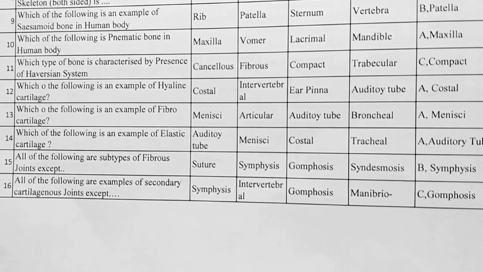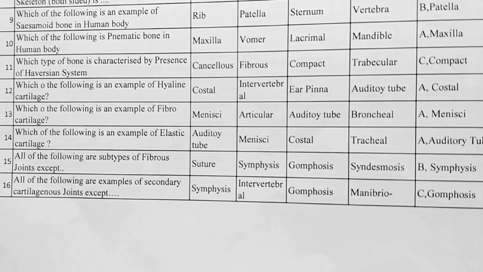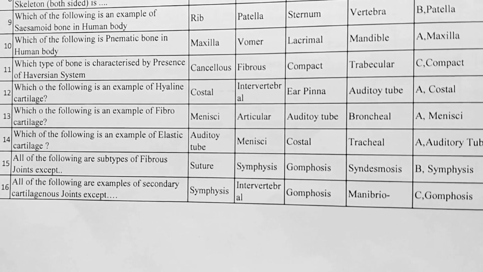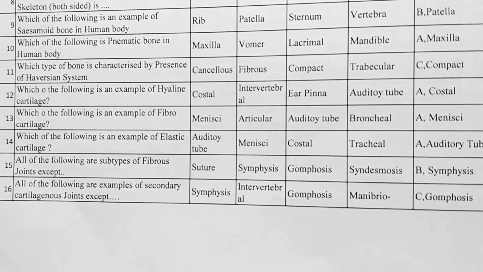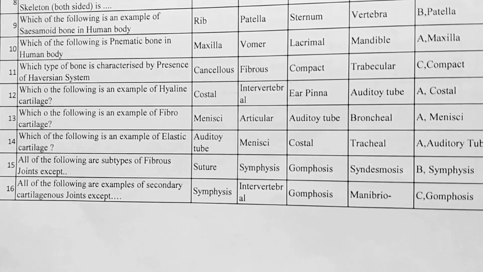Next, which of the following is an example of hyaline cartilage? Options: costal, intervertebral, ear pinna, auditory tube. Option A is correct, costal cartilage.